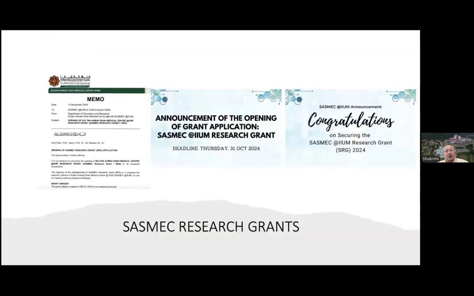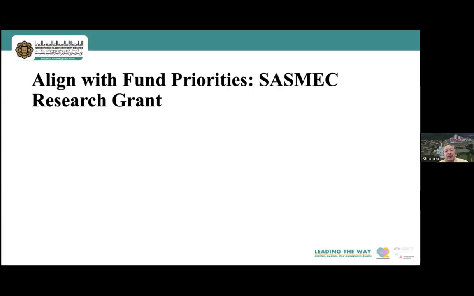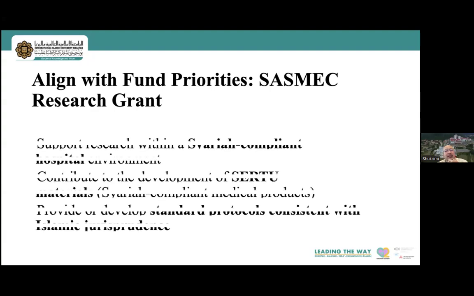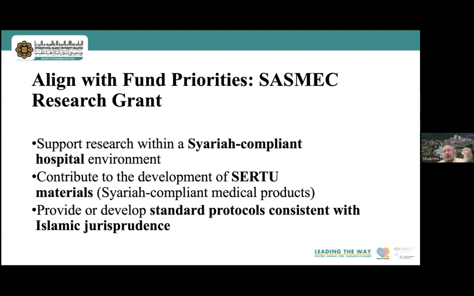Okay, so of course, when SUSMED offer or open the grant from the cycle 1 and cycle 2, I take this opportunity and apply for the grant. So the first thing that I mentioned earlier is we must align with the fund priorities. In this case is SUSMED research grant. So we know that SUSMED is a Sharia compliant hospital.